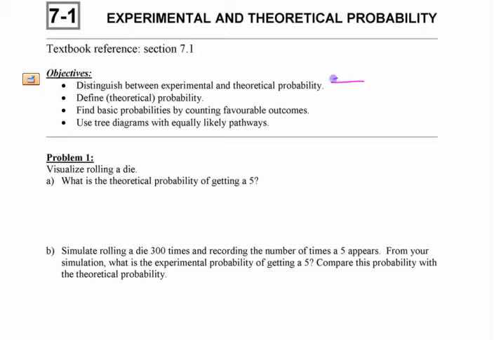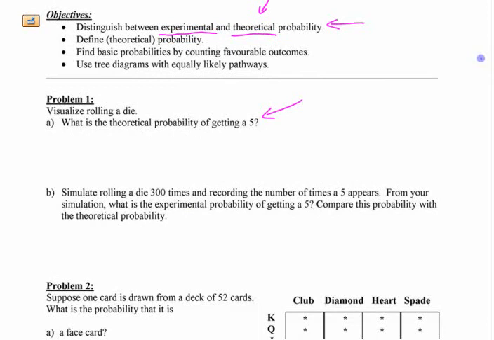One of the things is to look at the difference between experimental and theoretical probability. Again, a lot of times, what we do with probability, and if you've worked with probability in grade 8 or 9 or anything like that, likely you looked at theoretical probability. You said, questions like this. What's the probability of getting a 5 when you roll a die? 1 out of 6, right?